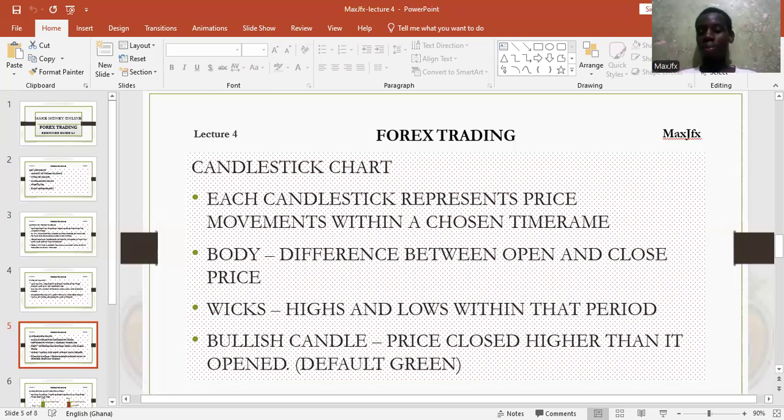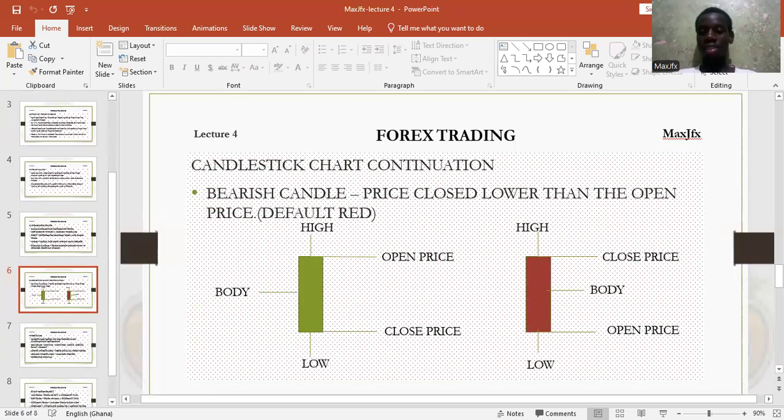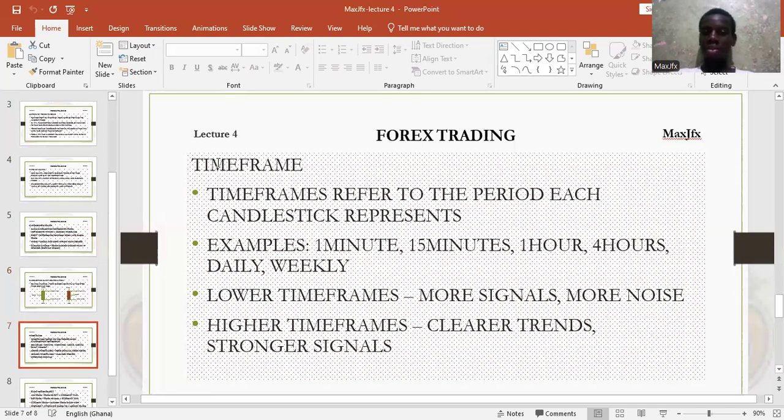When you open TradingView, the default color is green. So you can clearly see this is the bullish candle. The green one is the bullish candle, the red one is the bearish candle. For the bearish candle, the price closed lower than it opened, and the default color is red. If you want to take notes, you can pause the video and note where the high is, the low is, the body, the opening price, the close price, and all that.